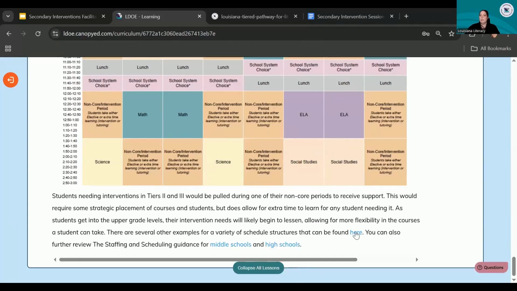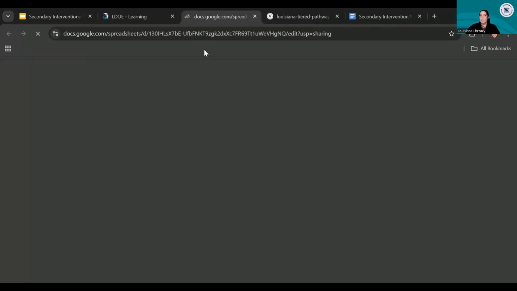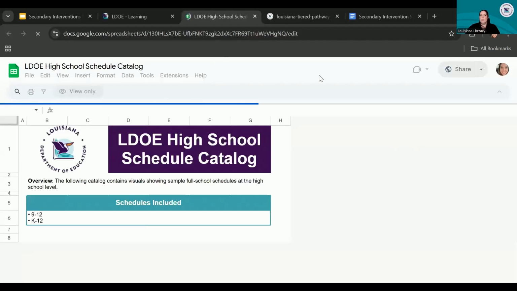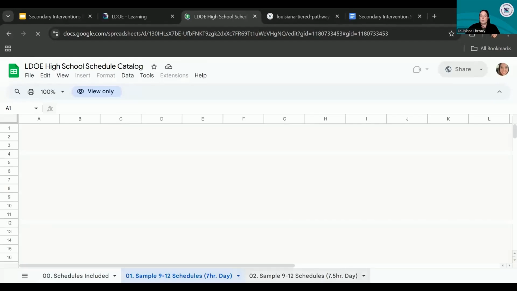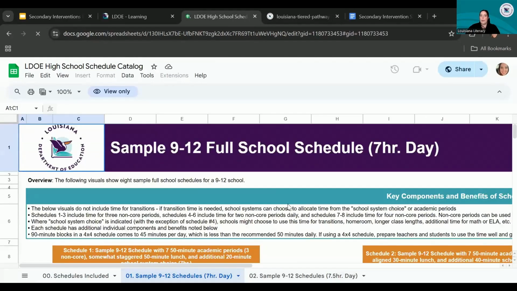So you can find the other examples of the different structures for both middle and high school schedules at this link here. We're going to drop that in the chat as well. And then there's also the staffing and scheduling guidance for middle and high school. So I'm just going to quickly pull those out so you can see what they look like. The sample schedules is a big spreadsheet, and you'll see that you can click on the 7-hour day versus the 7.5-hour day.